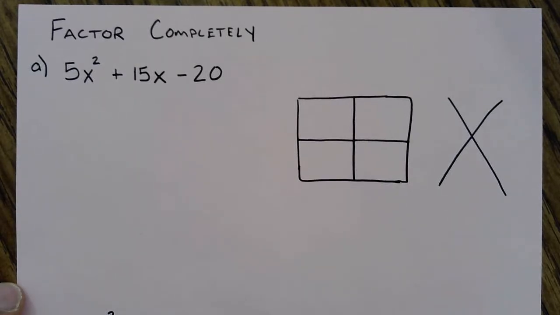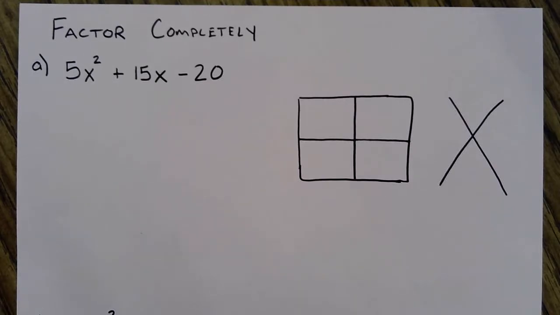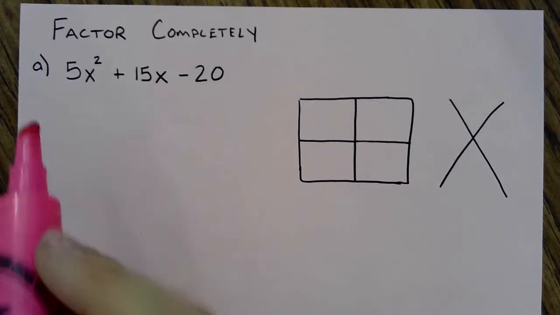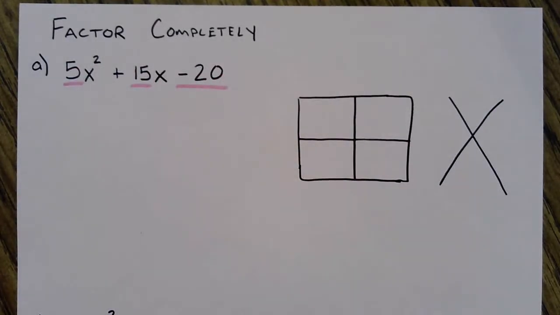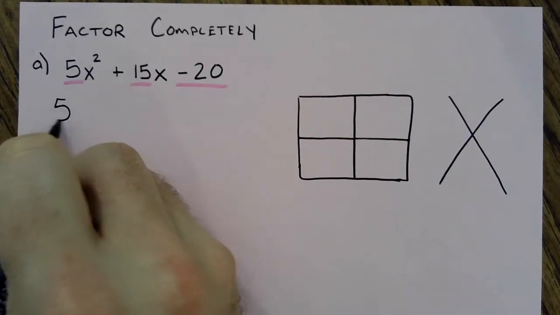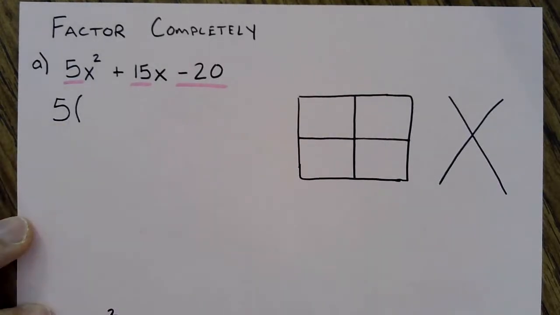So if we're looking at this first one, 5x squared plus 15x minus 20. If we look at our coefficients, a, b, and c, we want to find out if there is anything that we can divide all three terms by? Turns out we can factor out a 5. So we're going to factor out the 5, and we're going to rewrite the remaining quadratic that we would have.